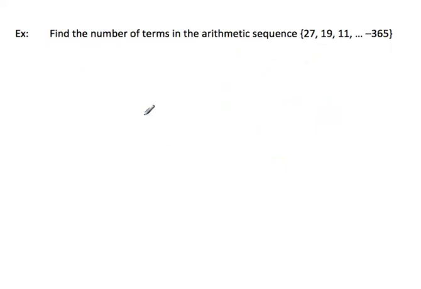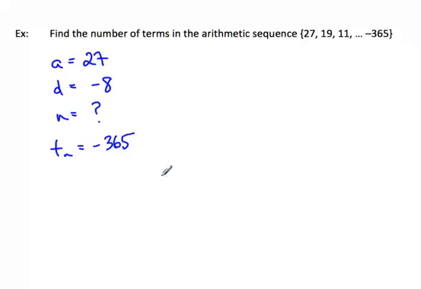Here's another example. Find the number of terms in this arithmetic sequence. So again, the first term, a, is 27, and the difference in this case is negative. It's going to be negative 8. We don't know, in this case, what n is. We don't know how many terms there are in this sequence. But we do know that the last term, and we'll call that term n, is negative 365. So now we're given 3 values and we want to find the 4th, and again we're going to plug them into this formula.